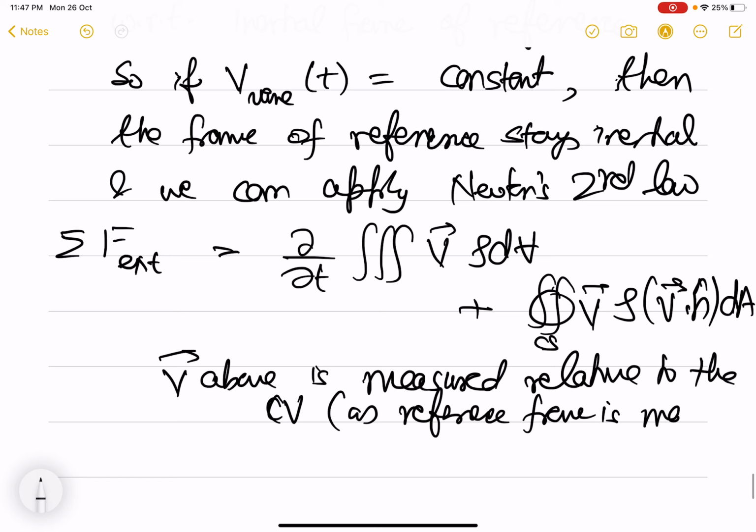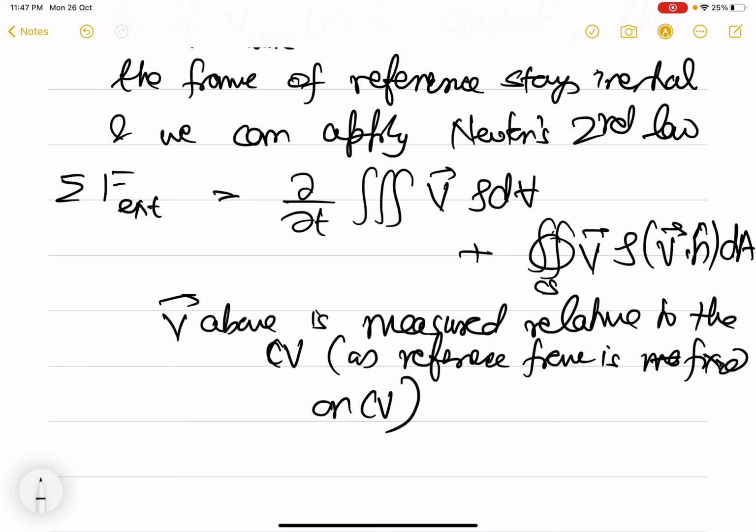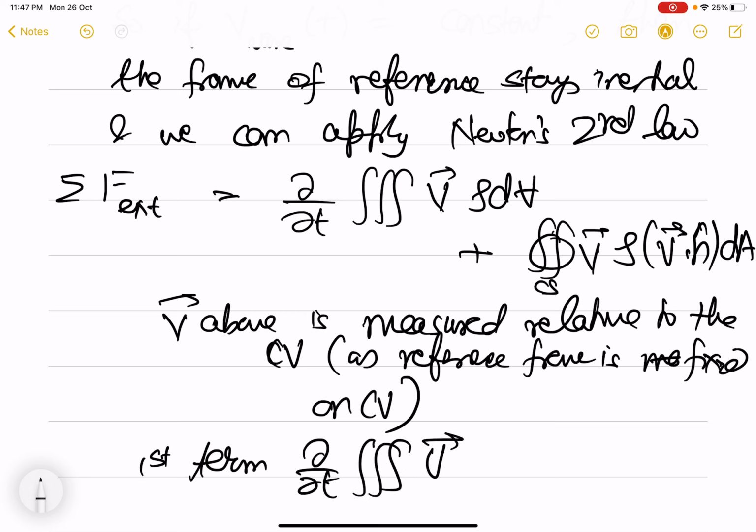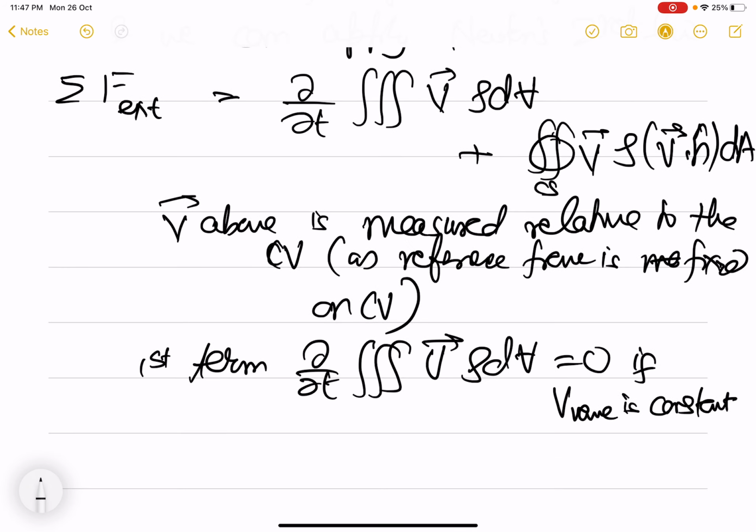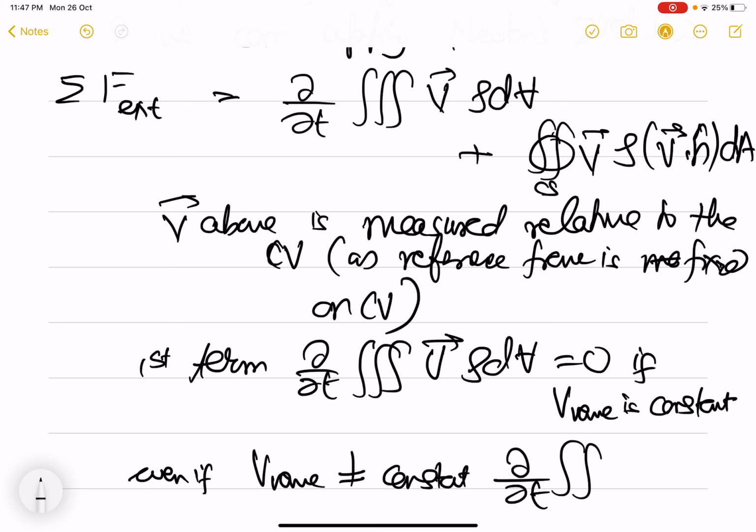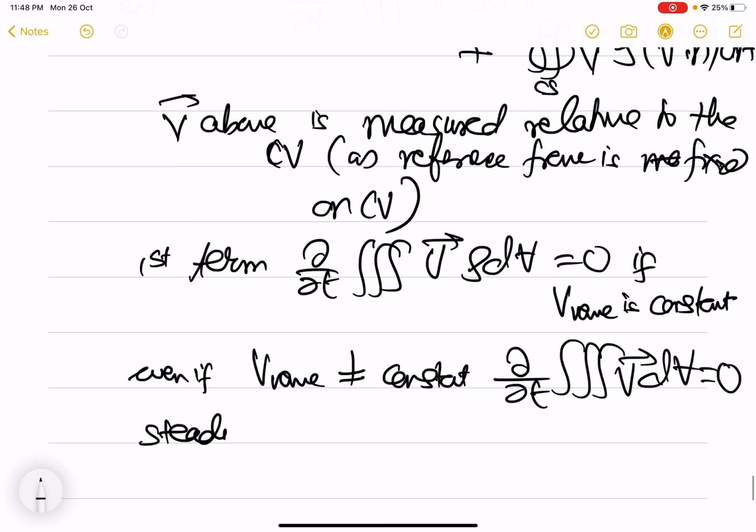The frame is fixed on the control volume. So therefore the first term, d by dt integral V rho dV, is equal to 0 if V vane is constant, because things are not changing with respect to the control volume. In fact, even if V vane is not constant, this term d by dt of V rho dV will still be 0 because of steady state.